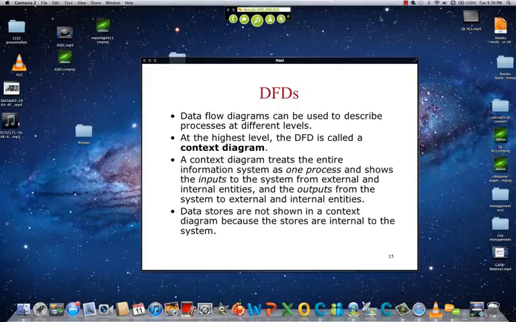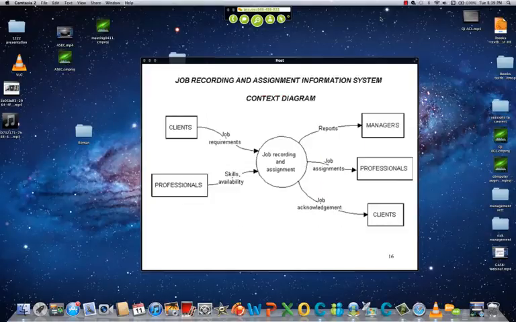So first is a context diagram. A context diagram is something very, very high level. The process here is basically your system, which you want to model, your whole system, right?